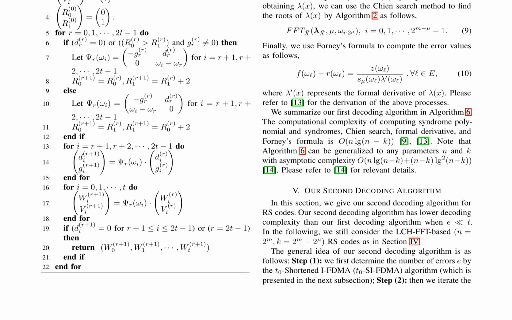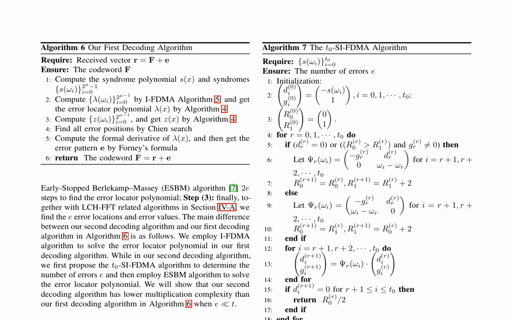The paper also discusses the Chien search method and Forney's formula for error correction. Finally, it presents a first decoding algorithm and a second decoding algorithm, both of which have different complexities and are suitable for different scenarios. The first algorithm, our first decoding algorithm, is presented for decoding Reed-Solomon codes using the LCH-FFT-based approach.